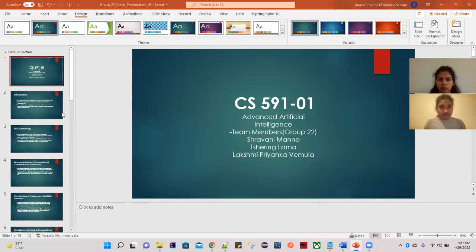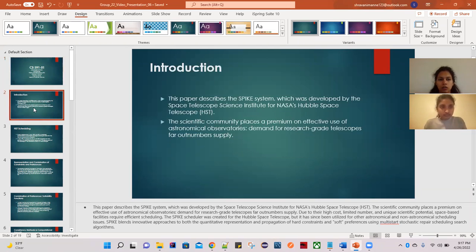So today we are going to present paper one, which is about the SPIKE system. The SPIKE system was developed by the Space Telescope Science Institute, which works for the NASA Hubble Space Telescope. The scientific community places a premium on effective use of astronomical observatories due to their high cost and limited number. They are unique and space based, which requires efficient scheduling.